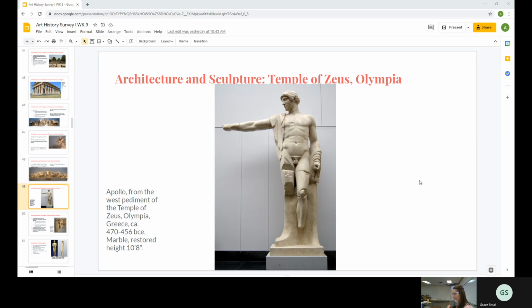So we have, in the classical era, people really studying the human form to see what happens when we do stuff, which began in the archaic era, but really progresses quite a bit during the classical.